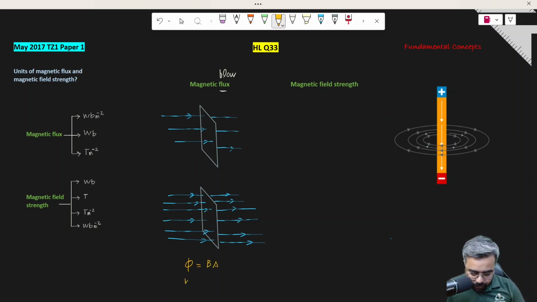So Weber is the unit of magnetic flux. Now, for magnetic field strength, we have to identify a unit irrelevant of the flux. Generally its unit is Tesla, which equals Newton per ampere per meter.